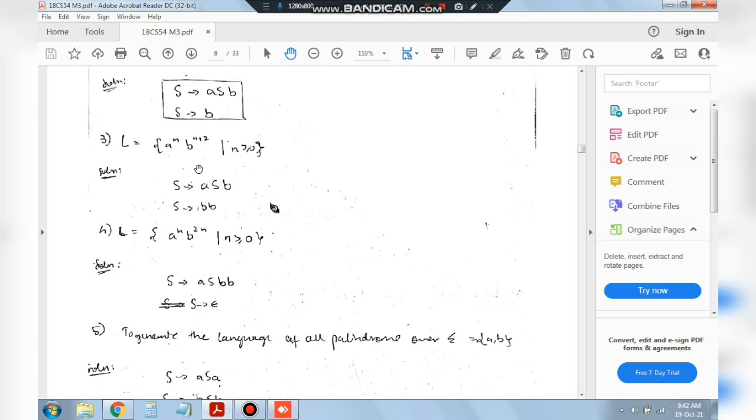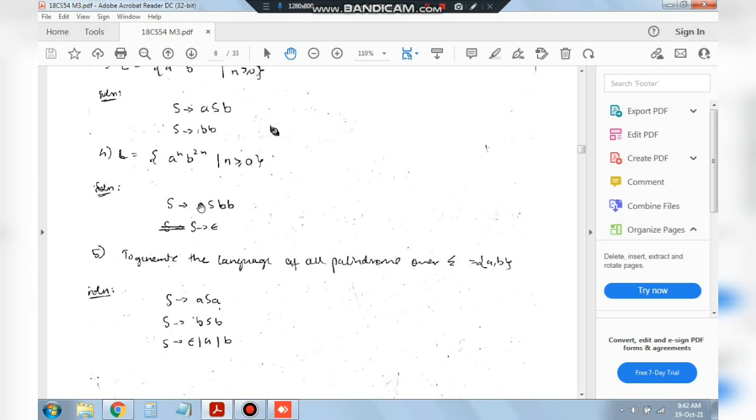So the least string is bb, and after that we have the same thing, a power n and b power 2n. That means for each a generated we should have 2 b's. So I'll write here S goes to aSbb. Okay. And since putting n as 0, we'll get b power 0 and a power 0. We finally have epsilon also, because 0 is acceptable by the language defined here. So S goes to epsilon also should be included.